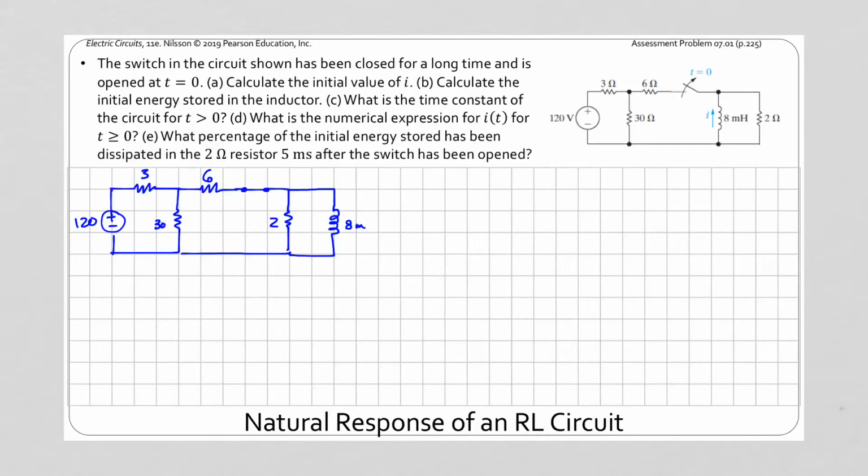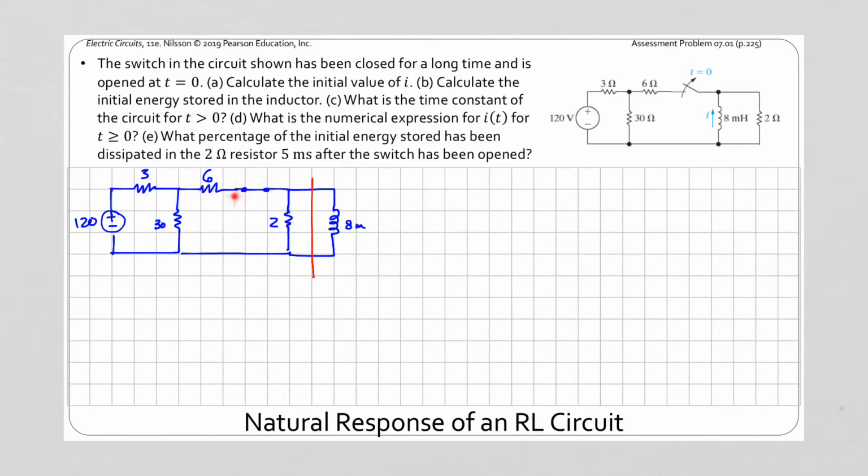So this is our circuit. Note that I've reversed the position of the inductor and that 2 ohm resistor. They're still in parallel, so it doesn't change the circuit at all, but what it's doing for us is it really gives us a break between the inductor on one side and the circuit that's connected to it on the other side. We want to find the current passing through that inductor before the switch is thrown.